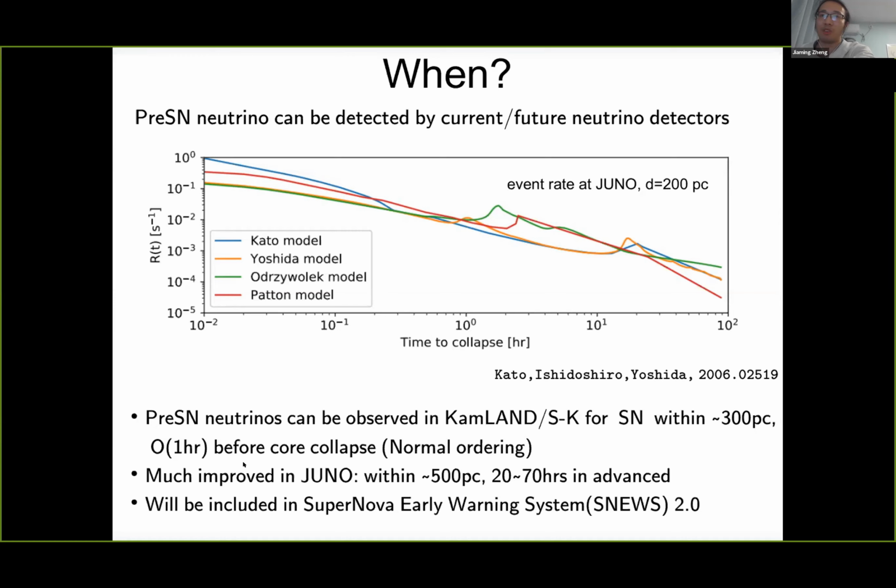And the situation would be much improved in the proposed future detector JUNO. In this case, it can detect these pre-supernova neutrinos from sources within 500 parsecs and about days in advance of the core collapse. And what is better is that these warning messages will be included in the updated Supernova Early Warning System. So if we receive such warning messages from this system, we can point the helioscope towards the supernova and then just wait for its explosion.